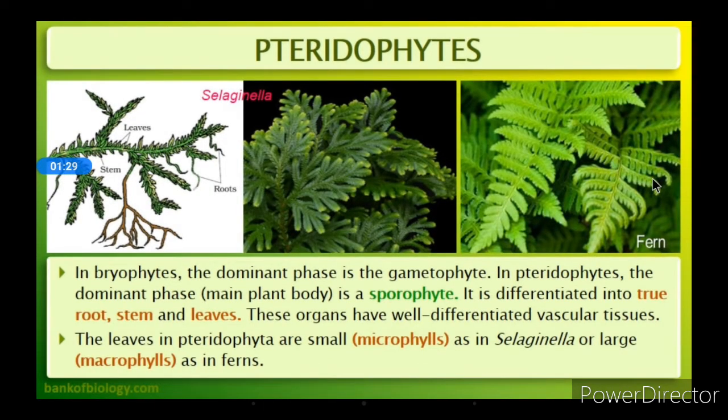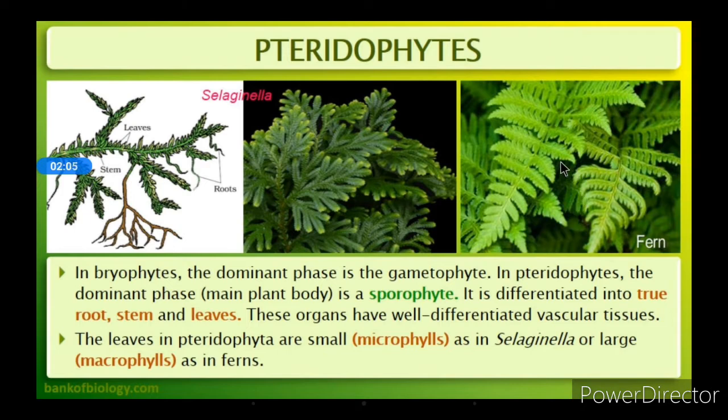In bryophytes, we already discussed that the dominant phase is the gametophyte, that is, the plant exists for a longer period in the gametophyte phase. But here in pteridophytes, the dominant phase or main plant body is the sporophyte. It is differentiated into true root, stem and leaves. These organs have well-differentiated vascular tissues, xylem and phloem, for conducting water and food.